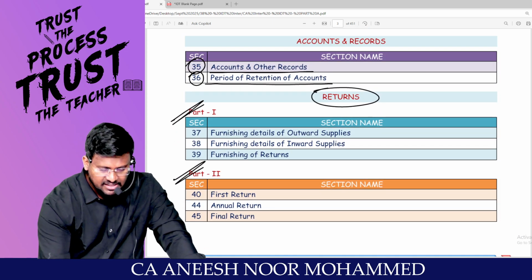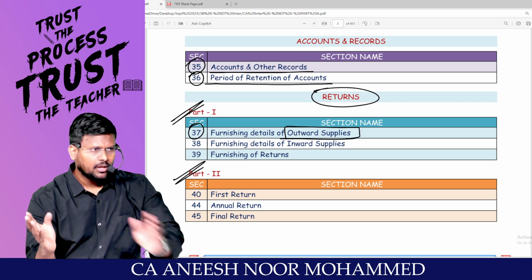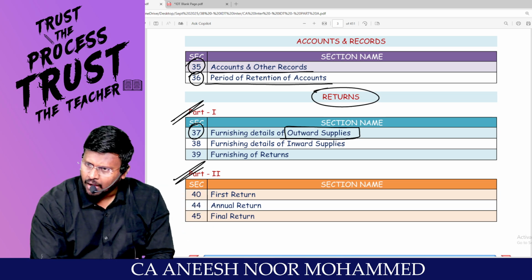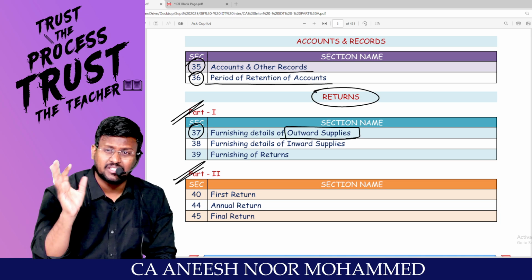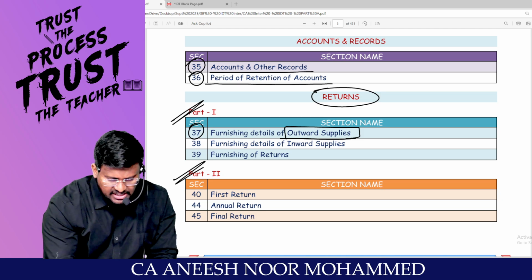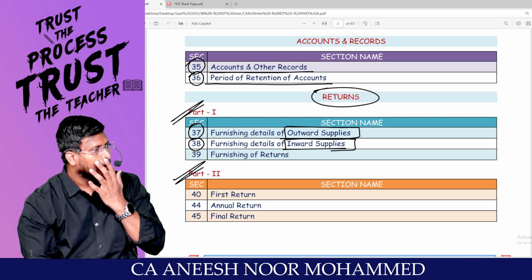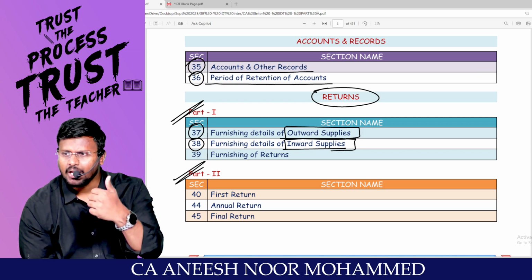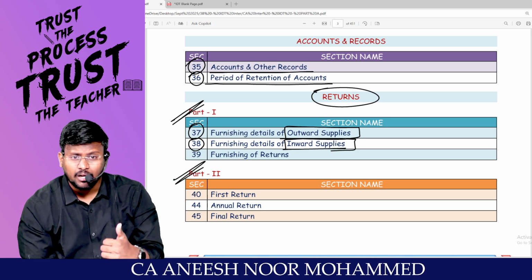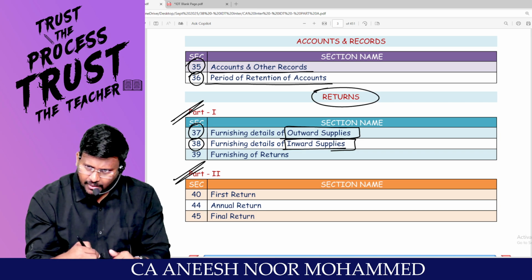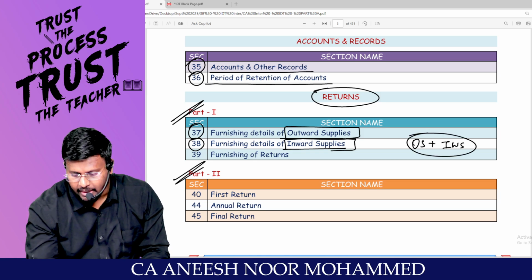Fine. Sir, section 37, outward supply. You will be making a lot of sales. All the sales details, your outward supply, have to be furnished as per section 37. Section 38 is the inward supply. Section 37 outward supply, section 38 inward supply. Sir, outward supply plus inward supply is your total business.